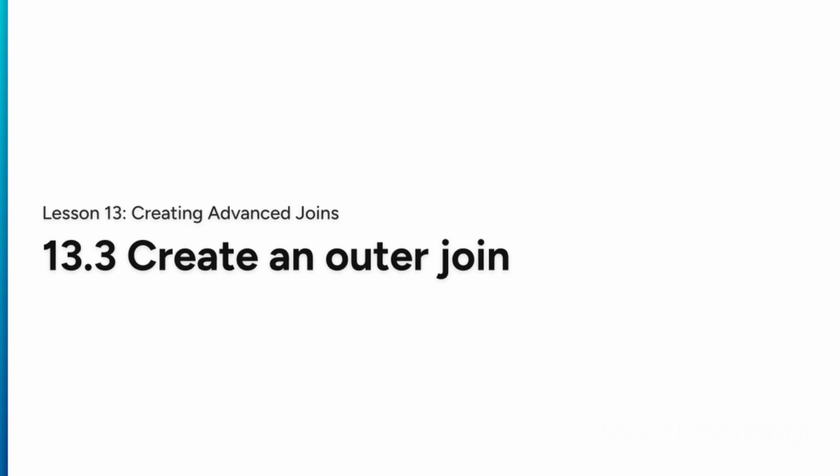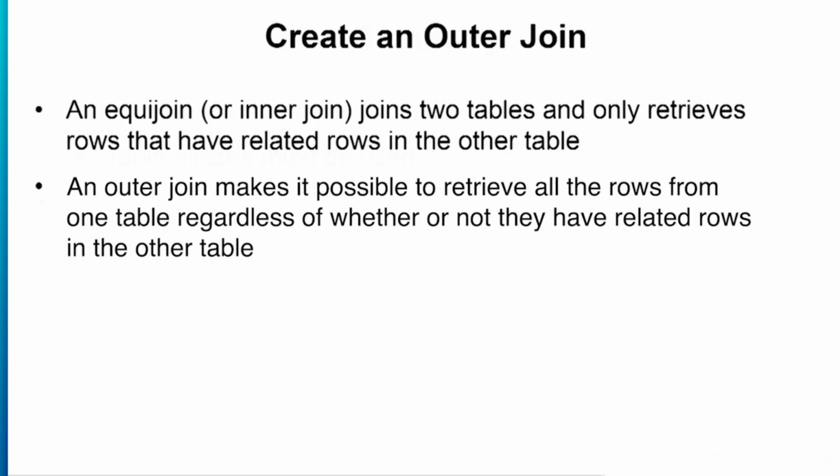The next join we want to talk about is the outer join. Now, an equijoin or an inner join, as you've seen, joins two tables and only retrieves rows that have related rows in both tables. And so if you have a customer and an order table you're joining, and there are customers who have no orders, those customers would not be returned. An equijoin or an inner join only joins rows that appear in both tables.